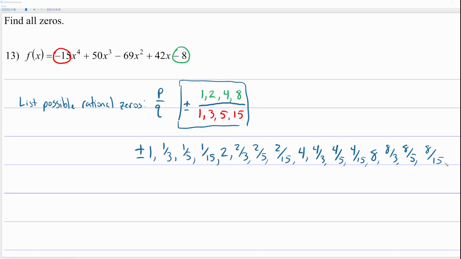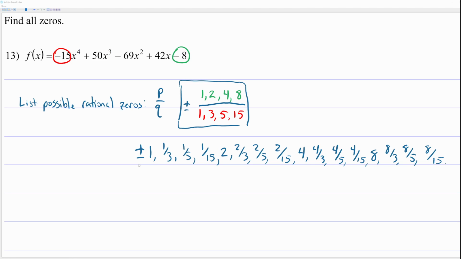Unfortunately, none of these fractions reduce. A lot of times in these sort of problems, some of the fractions will reduce, and that will decrease the number of possibilities that you have. So we have 1, 2, 3, 4, 5, 6, 7, 8, 9, 10, 11, 12, 13, 14, 15, 16. But remember, plus or minus each one, so we have 32 candidate rational numbers that could be zeros of this function. Now, that's still a whole lot of numbers.